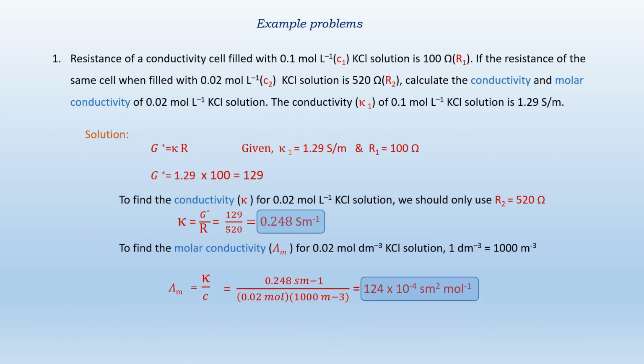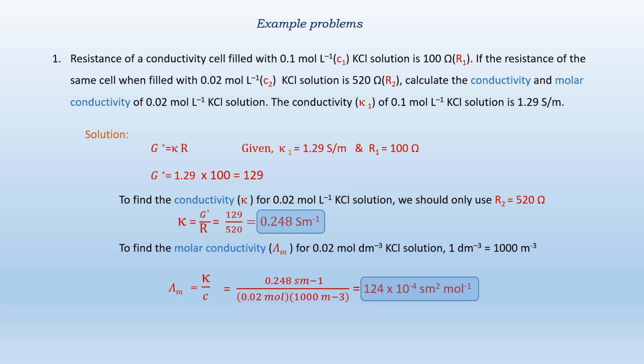Coming to the problem. The resistance of a conductivity cell filled with 0.1 molar concentration of KCl is 100 ohm, and the resistance of the same cell filled with 0.02 molar KCl solution is 520 ohm. Calculate the conductivity and molar conductivity of 0.02 molar KCl. The conductivity of 0.1 molar KCl solution is 1.29 Siemens per meter.